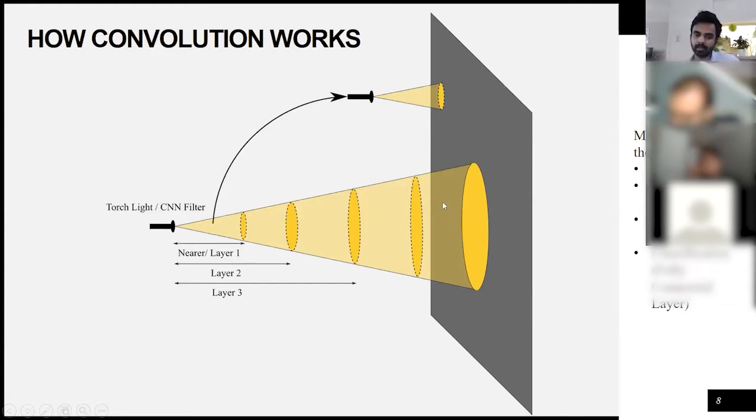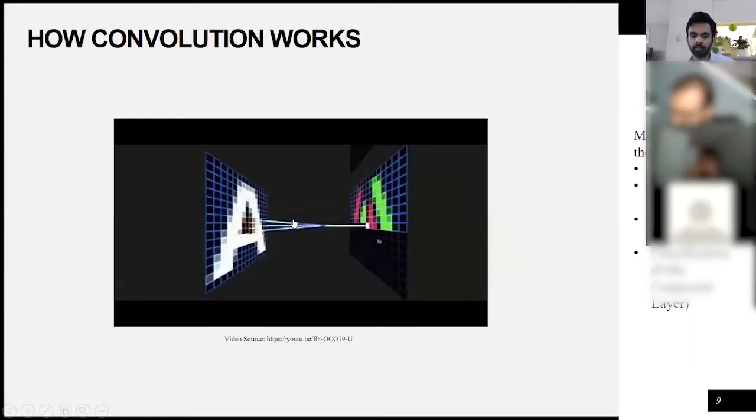When you talk about deep learning, we often talk about multiple layers, right? How does it manifest in terms of the torchlight? If you go farther and farther away, your beam's circumference increases. Similarly, the deeper you go, the receptive field, or how far you see in the input, also increases. So this is a basic idea of how the convolution would operate, with an analogy. Now let's see in an actual image how that manifests.